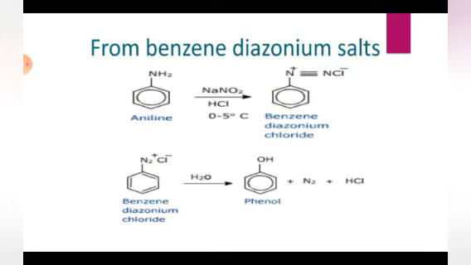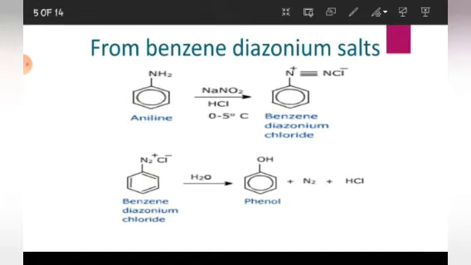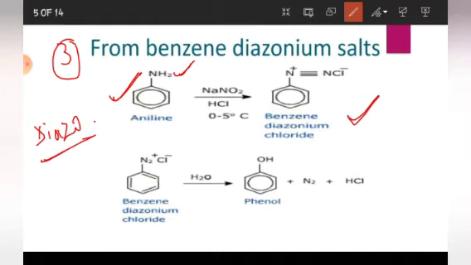Let's move on to our third method, which is from benzene diazonium salts. Or we can say that we are preparing it from aniline also. Benzene ring with NH2 group on it is known as aniline. As I have told you earlier, first we will convert aniline into benzene diazonium chloride, and this reaction is known as the diazotization reaction. This we have discussed in our last chapter also.